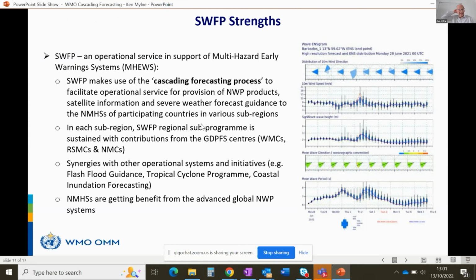I'll just highlight here, there are some synergies with other operational systems and initiatives which follow the same sort of cascading process. Particularly, there's a flash flood guidance approach, which is implemented in a few parts of the world, the tropical cyclone program, and also a coastal inundation forecasting program, which looks at storm surge risk. These all follow similar processes, but I think the SWFP is the most advanced and most fully implemented one as yet. But there's plenty of scope for implementing more of these.